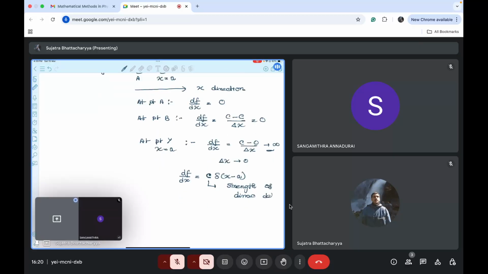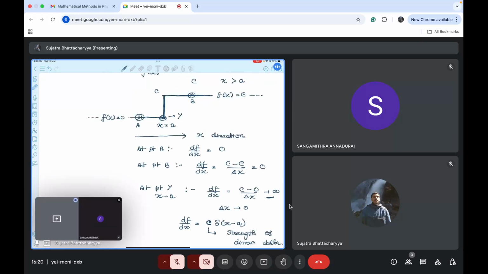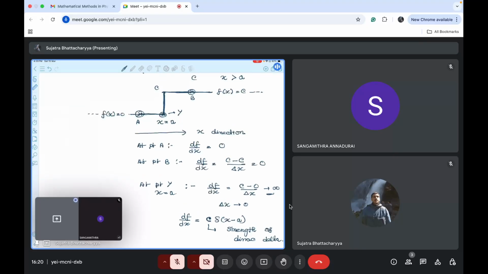This is the thing which needs to be kept in mind. Whatever discontinuity is there, at the point of discontinuity the derivative of the function becomes a Dirac delta function, with the strength, or the area, of the Dirac delta equal to the amount of discontinuity. The amount of discontinuity is c here. Why is it not minus c? Because you have to go in the positive x direction to see that.